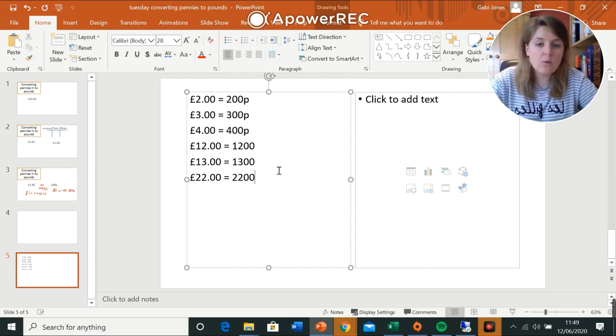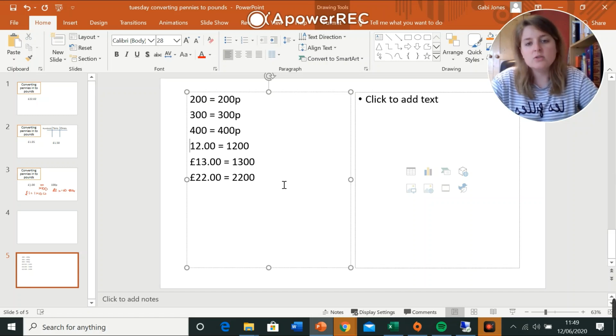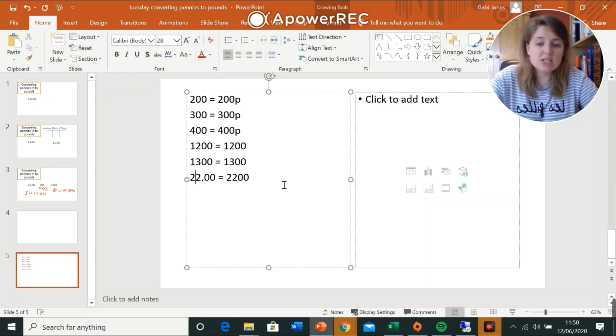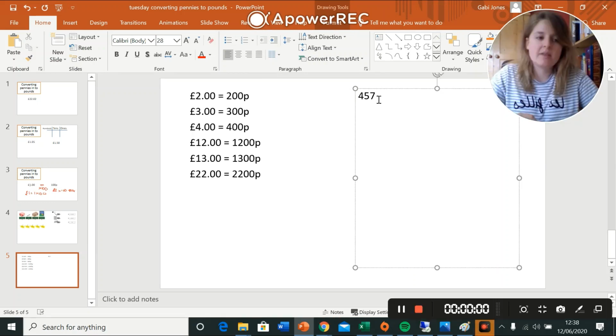So you can see here, always timesing by 100. This number has been times by 100. But there's almost like a little cheat here, isn't there? It's the same if you just get rid of the dot. So 2 becomes 200, 3 becomes 300, 4 becomes 400, 12 becomes 1,200, 13 becomes 1,300, 22 becomes 2,200.